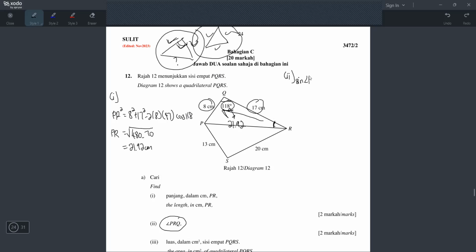So just use sine PRQ over 8 cm equals sine 118 over 21.92, right? So now sine PRQ will be 0 point something, but you have to press all these. So sine 118, divide, you have to close bracket, and then divide 21.92 times 8. Okay, my calculator gives me 0.3222. Just write 4 significant figures. And then now you shift sine answer. Use the answer button, it's more accurate. So shift sine answer. Okay, 18.80 degrees, or in degree minute, 18 degree 48 minutes.